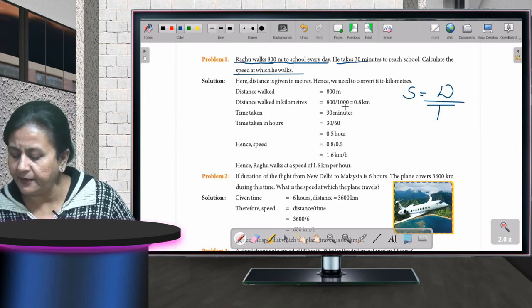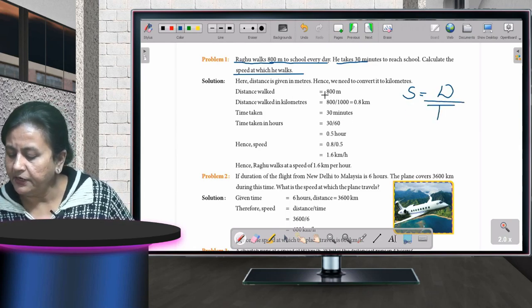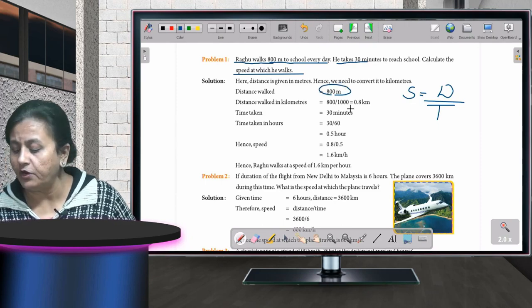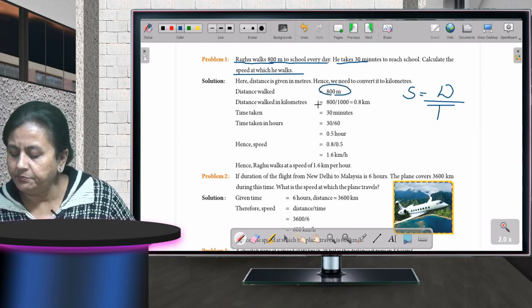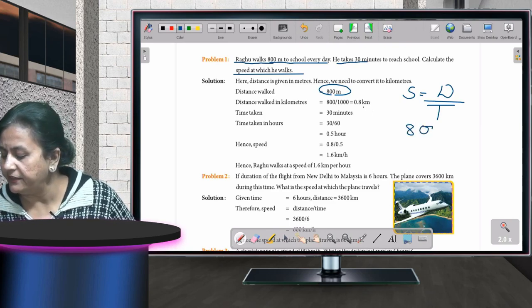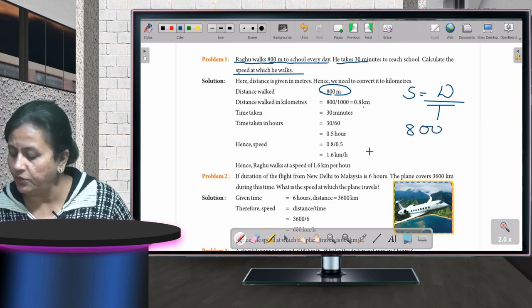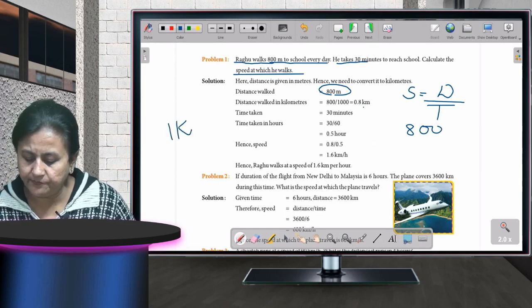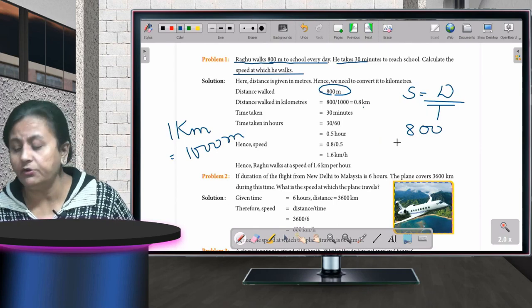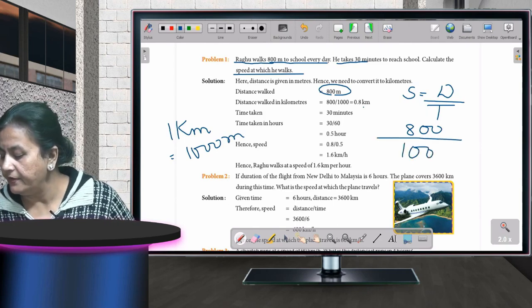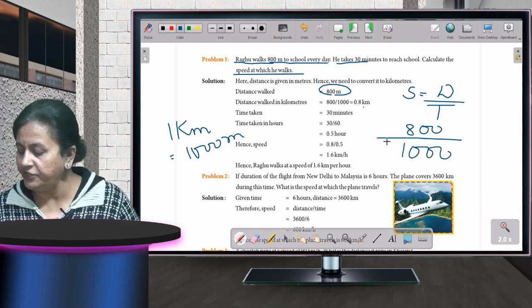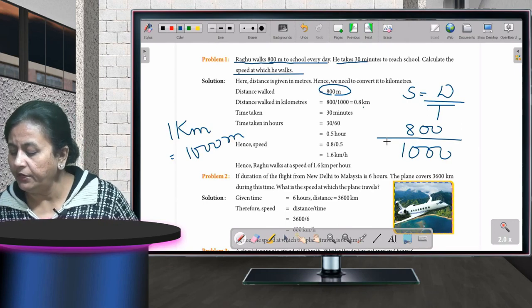Because he has walked 800 meters, you first of all have to convert it into kilometers. So 800 meters are there, and 1 kilometer is equal to how much? 1 kilometer is equal to 1000 meters, children. So what we will do? We will divide it by 1000. Okay, fine, children. Now what will we do?